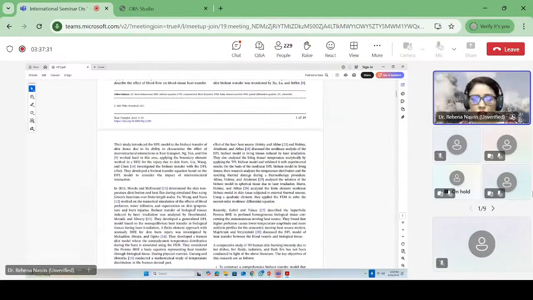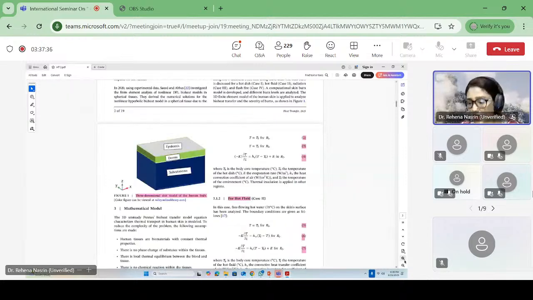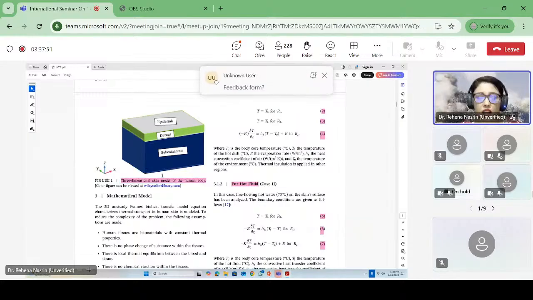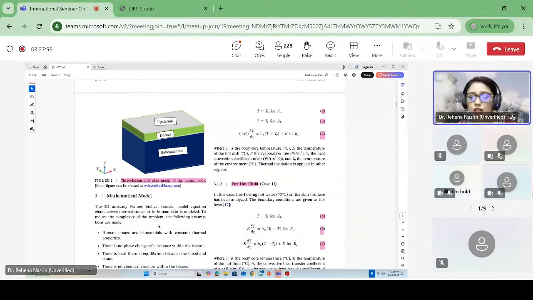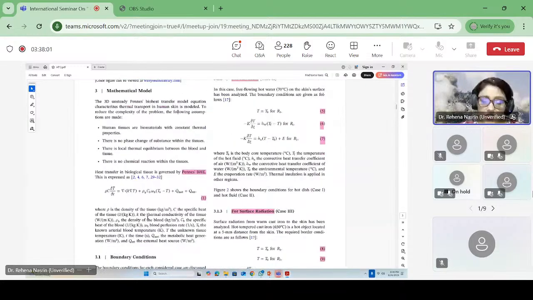So for the human body, we consider three-dimensional analysis as well as human skin. The upper part is the epidermis, the middle part is the dermis, and the lower part is the subcutaneous layer. After that, the inner part of the skin. So we consider a human skin model, and there we consider the bioheat transfer model. It is known as the Pennes bioheat transfer model. Equation 1 is the Pennes bioheat transfer model.